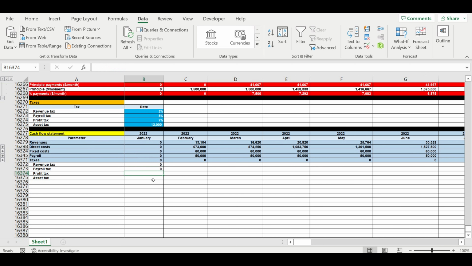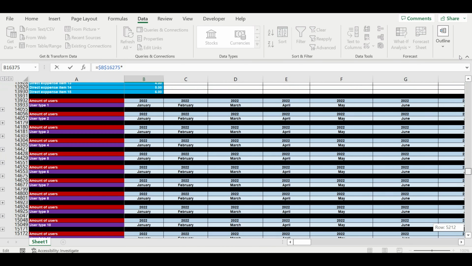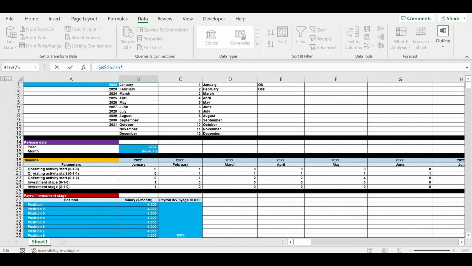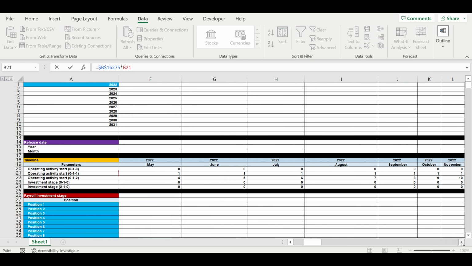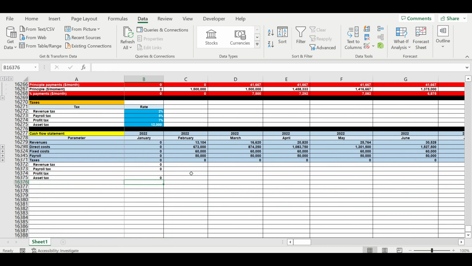Profit tax we will do a little bit later, because we will need interest payments for the loan added. Asset tax: we are taking this value, locking it, and then multiplying by whether we do or do not have an operating activity at this moment. So we are multiplying on this line. 0 means that we don't have operating activity at this moment, and 1 means that we have operating activity. Then we are extrapolating these formulas to the right.